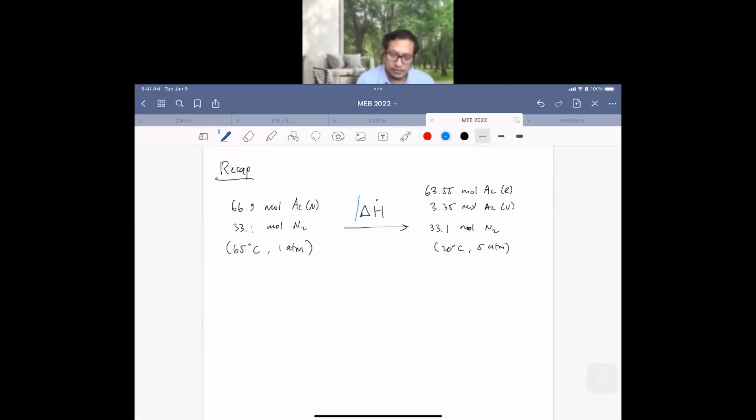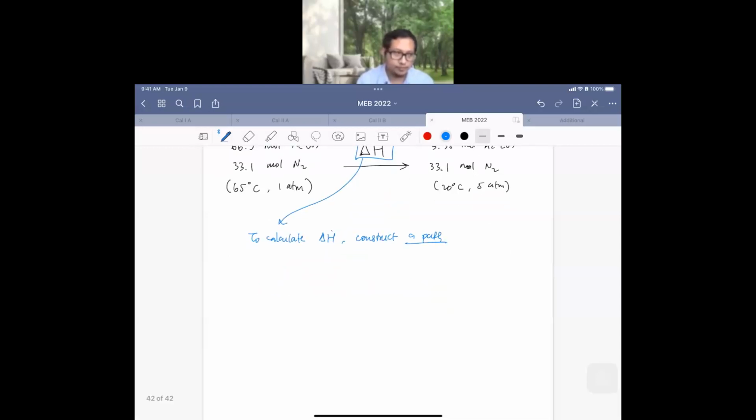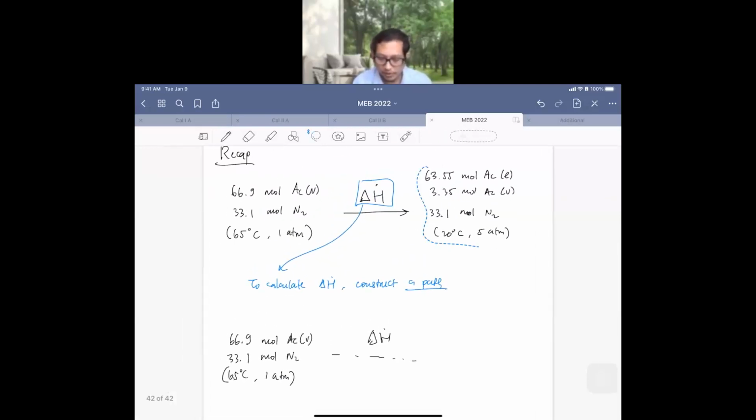And to calculate this delta H, we construct a path. We construct a path that starts with 66.9 mole acetone in vapor. Let me write all the things here. So this is the true delta H. Let me just copy this.